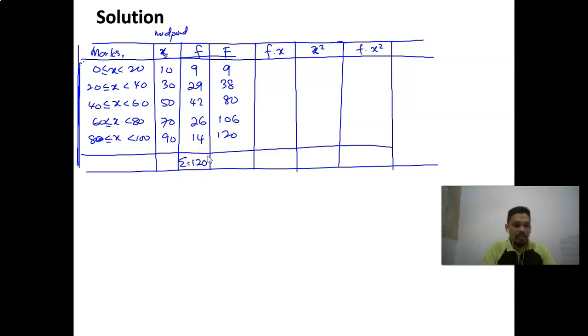And then next, x squared: 10 squared is 10 times 10 equals 100. 30 squared equals 900. 50 squared, 2500. 70 squared, 4900, and 90 times 90 equals 8100.